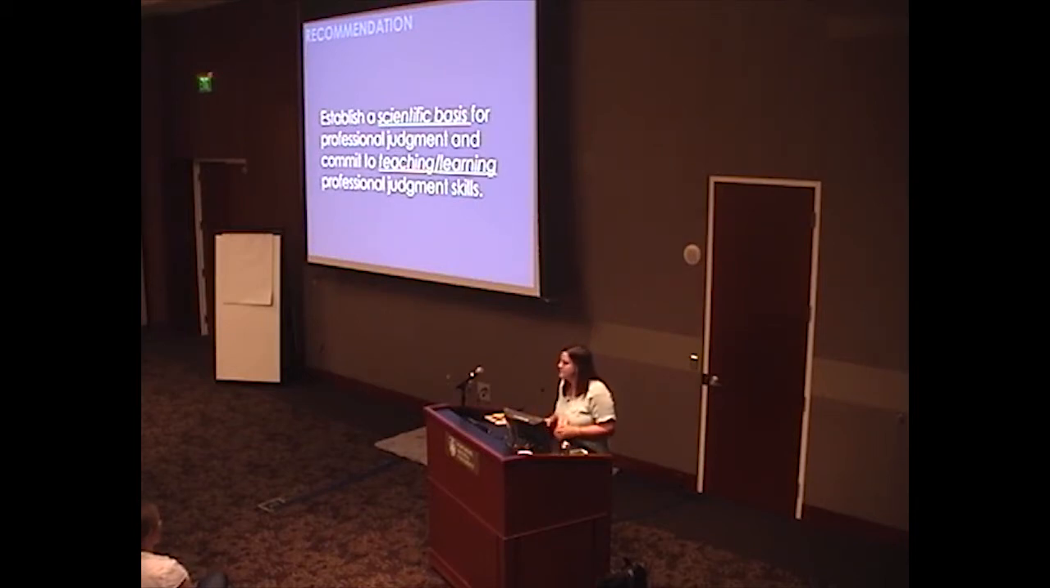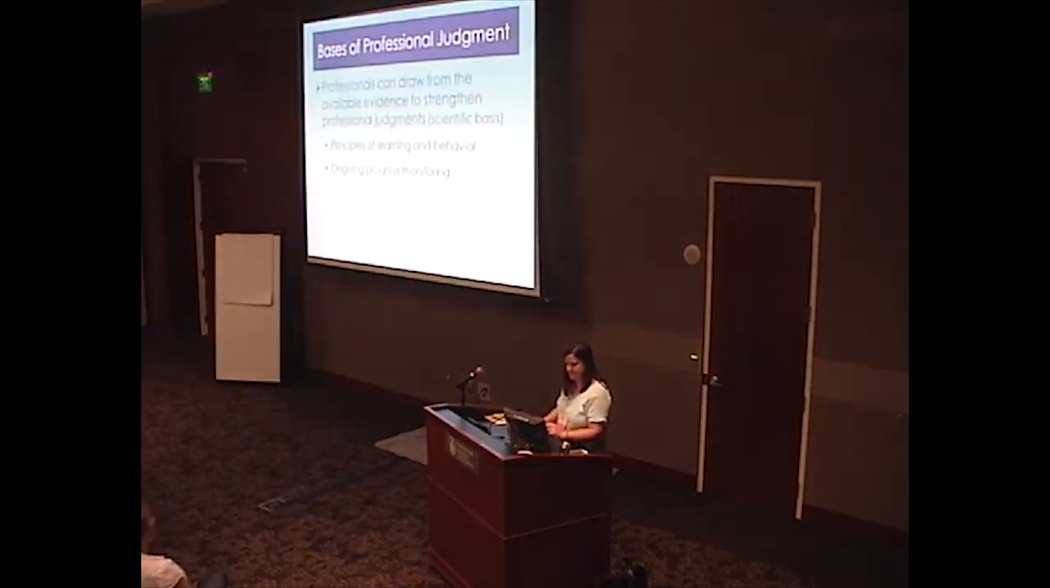We can establish a scientific basis for professional judgment and commit to teaching or learning professional judgment skills. Like, these are skills. Even though they're nebulous and we can't quite grab a hold of that construct, I see them as skills. Okay, so professionals can draw from the available evidence to strengthen professional judgments and have a scientific basis. So this scientific basis is in the form of principles of learning and behavior. So these are kind of like the nuts and bolts of why things work. All right? It's the science that tells us and explains behavior and behavior processes or change processes.